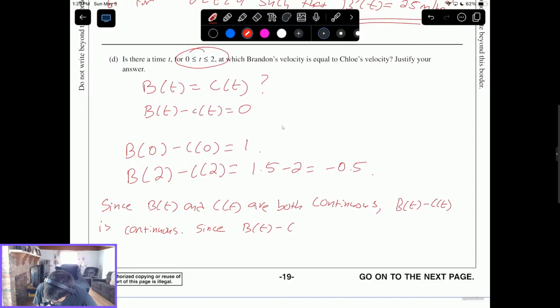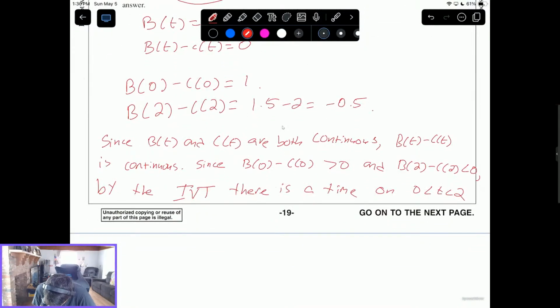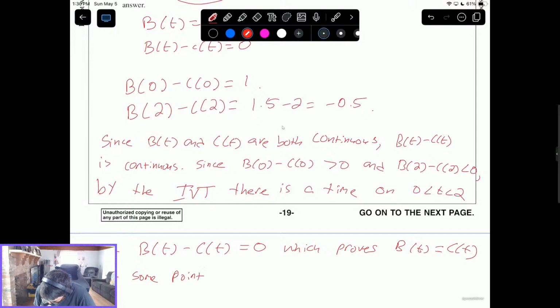Then we're going to say, since b of t minus c of t is, oh, I suppose I should plug in 0. Let's plug 0 in. Since b of 0 minus c of 0 is greater than 0, and b of 2 minus c of 2 is less than 0, by the IVT, there is a time on 0 to 2 that b of t minus c of t is equal to 0, which proves b of t equals c of t at some point in that interval on 0 to 2.